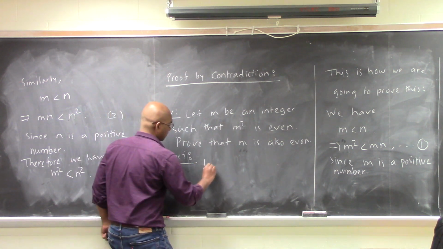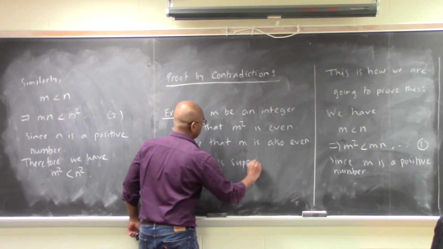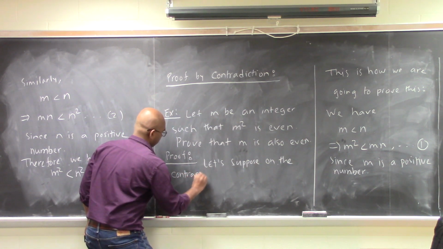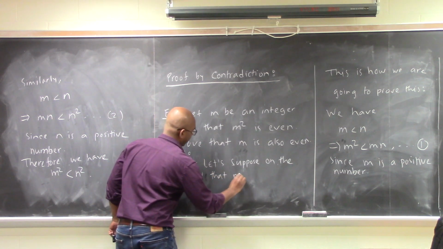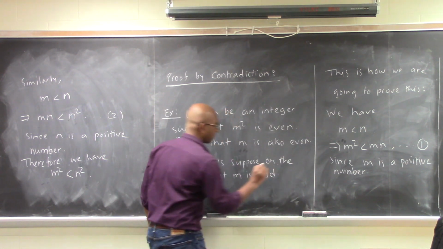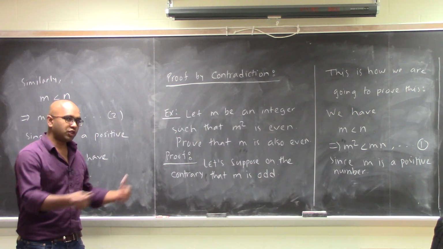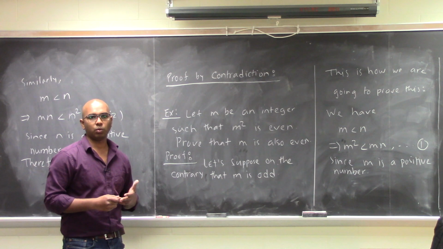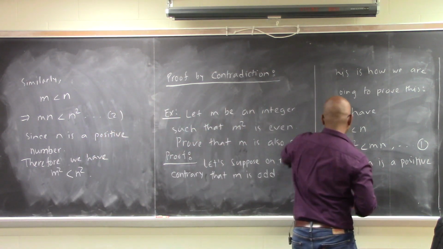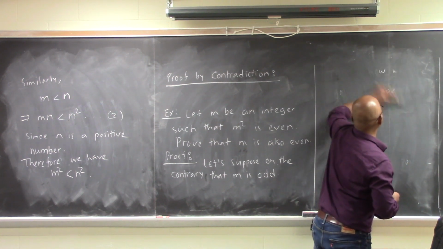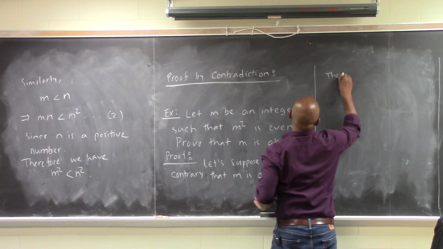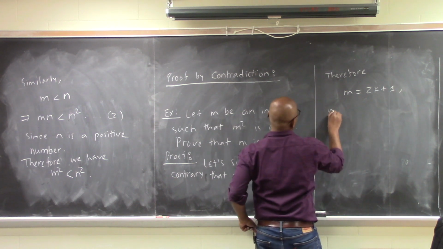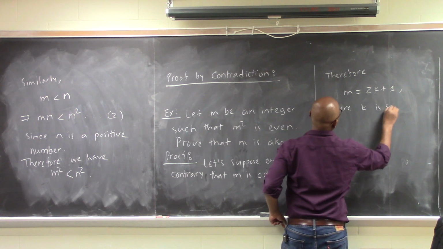So let's suppose, on the contrary, that m is odd. Okay, and as we told a few minutes ago, if a number is odd, then if you divide that by 2, you always get a remainder of 1, right? So we can write every odd number as this. Therefore, m equals 2k plus 1, where k is some integer.